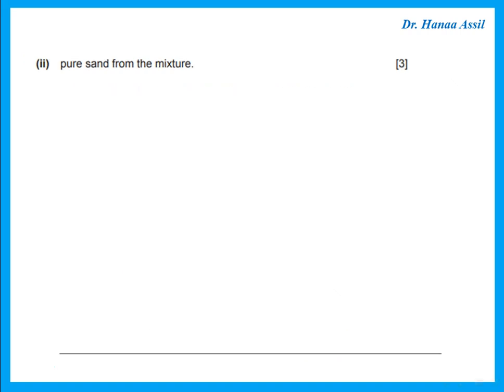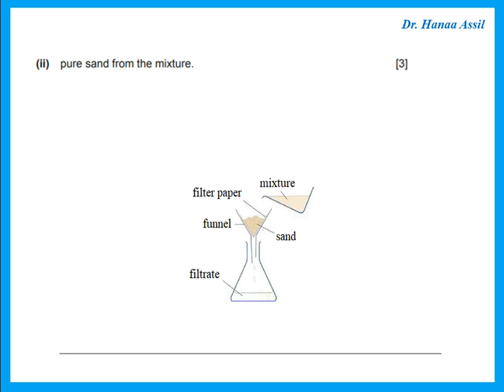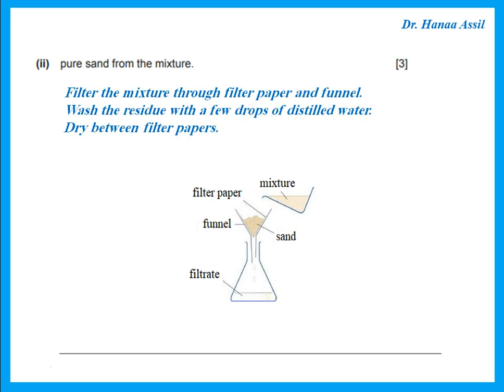What if I want the sand from my mixture? Of course, the sand is something that is not soluble, does not dissolve. So it's a solid in the beaker. So what we do is filtration. He wants pure sand, so I'm going to explain that we filter the mixture through filter paper and funnel, wash the residue with a few drops of distilled water, and dry between filter papers.